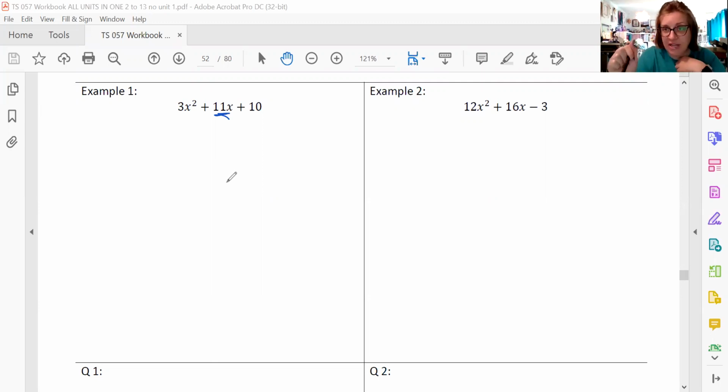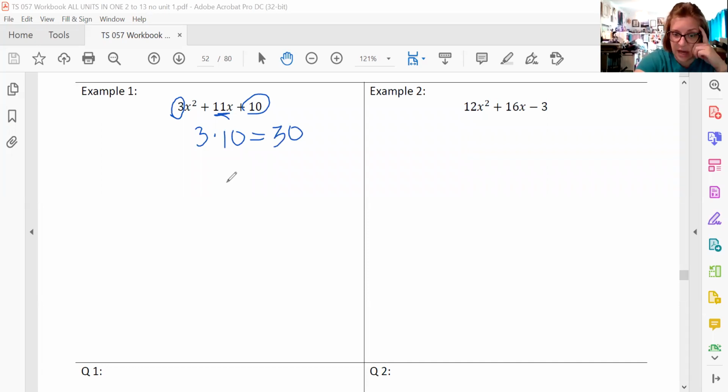And the way that I'm going to start to figure out what that 11 is or where it came from, I'm going to take this 3 and this 10 and I'm going to multiply them. So 3 times 10 is 30. And then I'm going to think to myself, okay, what are some factors that times each other equal 30? Well, we just did 10 and 3, right? But what else is there? Probably not 1 and 30. It might be 15 times 2, but it could also be 6 times 5, right?